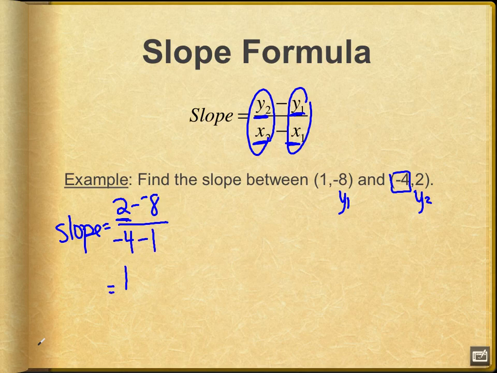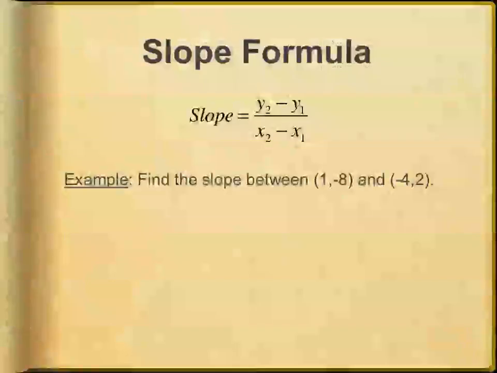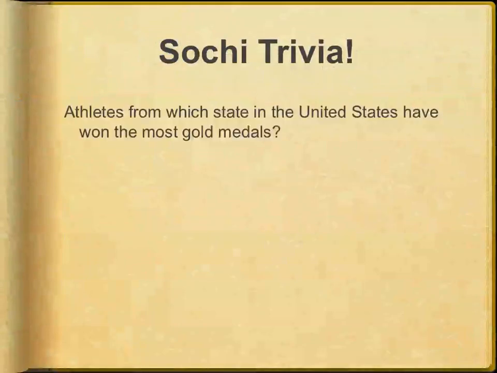2 subtract negative 8 is 10. Negative 4 subtract 1 is negative 5. When I simplify this, my slope ends up being negative 2, or negative 2 over 1. Okay, so this was a quick review. Hopefully that jogged your memory a little bit.